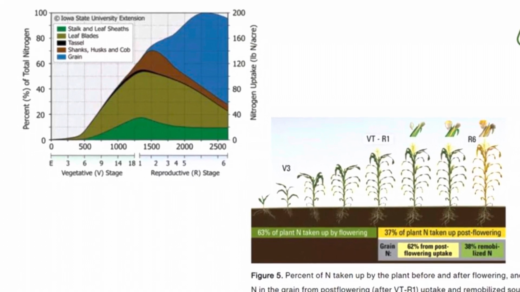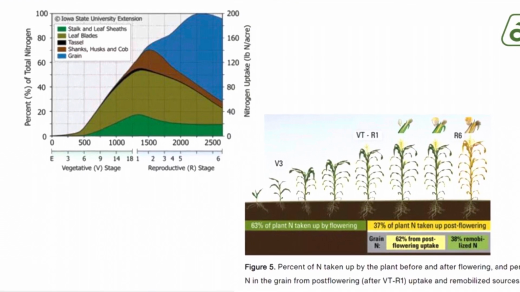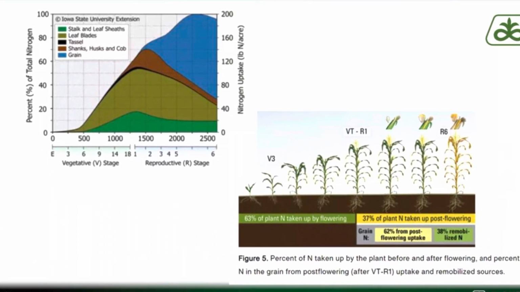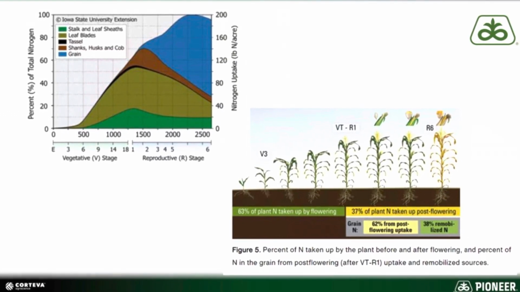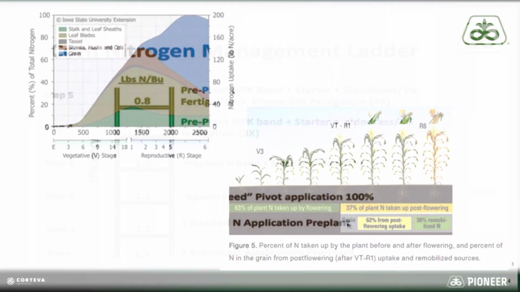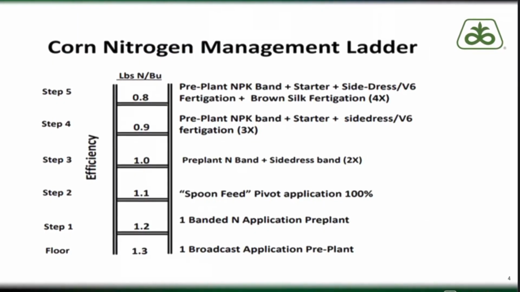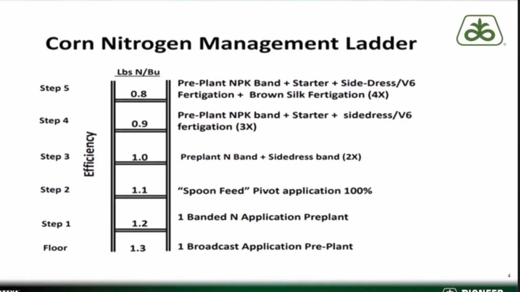Nitrogen during grain fill comes from nitrogen uptake from the soil and remobilized nitrogen from vegetative tissues. Creating a plan that provides the correct amount of nitrogen throughout the growing season is key to maximizing yields. As we start planning for nitrogen fertilizer, it takes 1.2 pounds of nitrogen per bushel of corn.